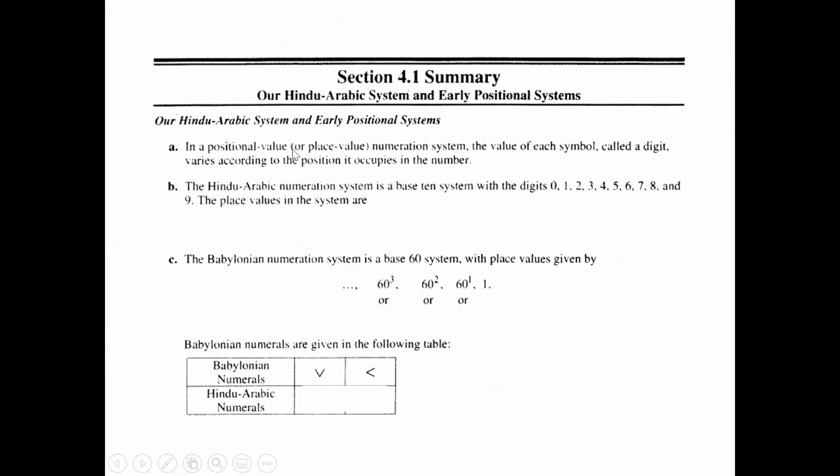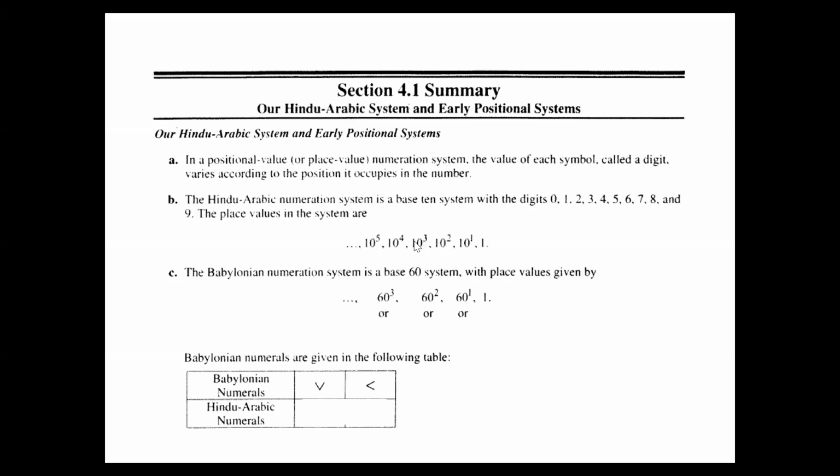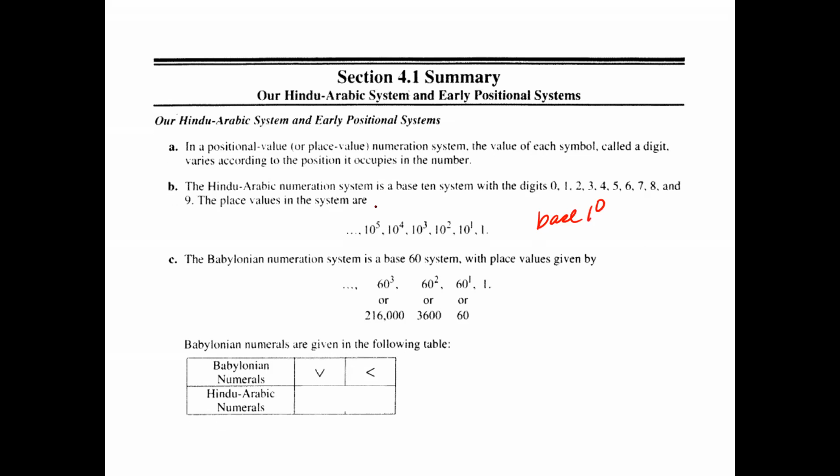In a positional, or place value, numeration system, the value of each symbol, called a digit, varies according to the position it occupies in the number. The Hindu Arabic numeration system is base 10 with digits 0 to 9, and the place values are as follows. Anything like 10 to the 5th power has a base of 10, and that's just 1 and then 5 zeros. Just like this one, 1 and 3 zeros.